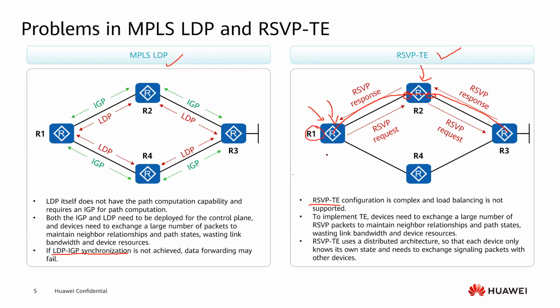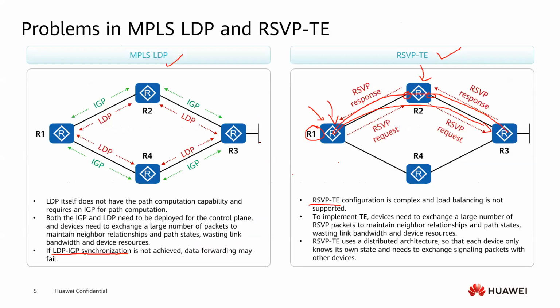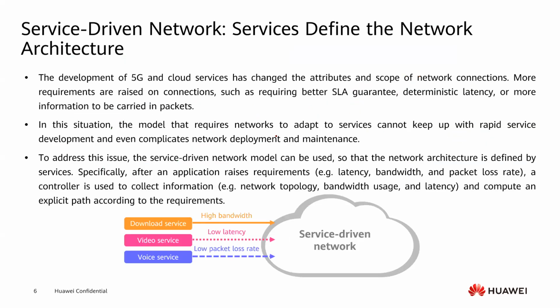For R1's understanding, this path might be the best, but if you look at the whole picture, it might not be the best one. So this is the problem that MPLS, LDP, and RSVP-TE have. So there's a solution, of course. The solution will be SR. And that is just the first reason why SR is needed.